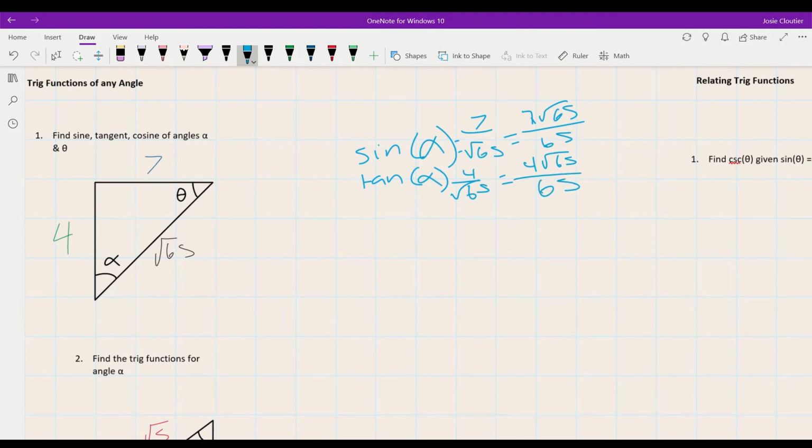Then cosine. I just wrote, my apologies, this should actually be cosine. I said tangent. Now we do tangent of alpha, and we get 7/4.